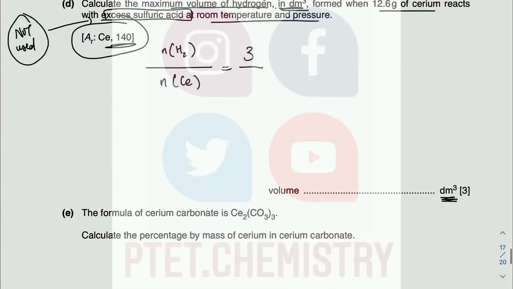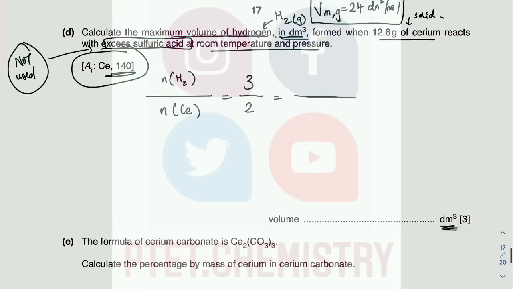3 mole of hydrogen is formed from 2 mole of cerium. Okay? That is from the balanced equation. Now this is from whatever value you know. Alright? This is mole of hydrogen. This is mole of hydrogen. What is the mole of hydrogen?